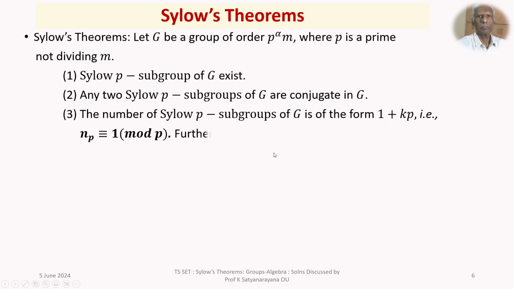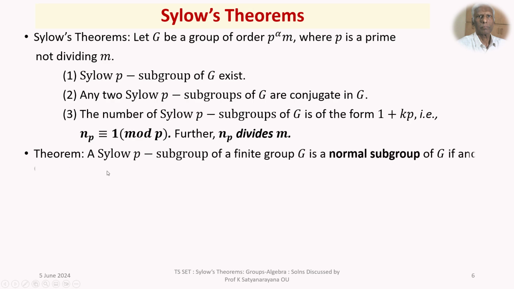Further, this is a very important one. np divides m. What is m? m is that factor or factors free from p. So np divides m. This is very important. np is congruent to 1 mod p and np divides m.